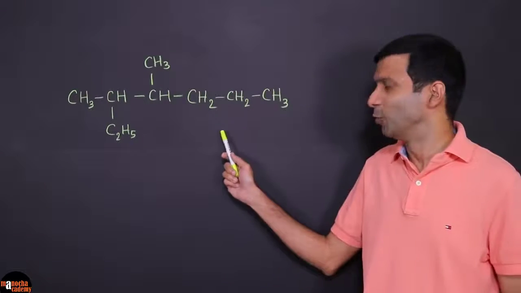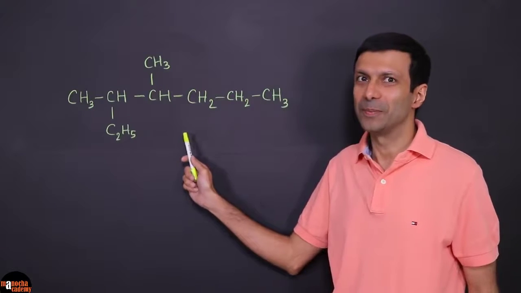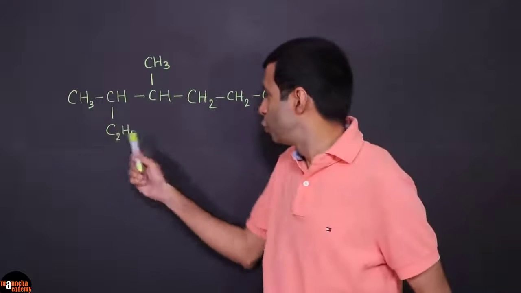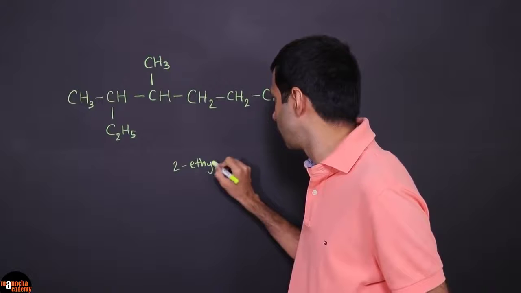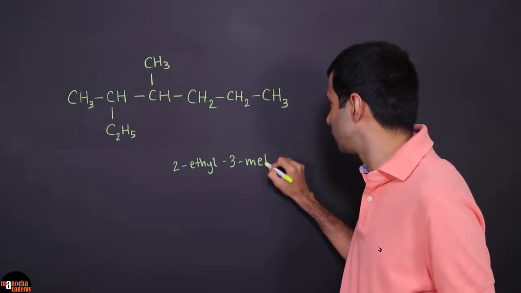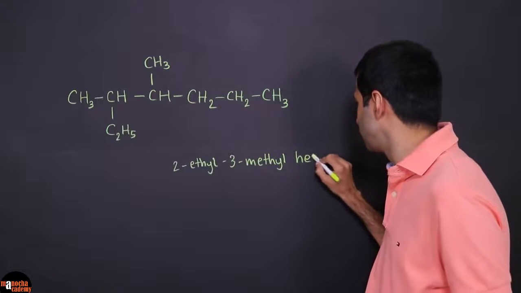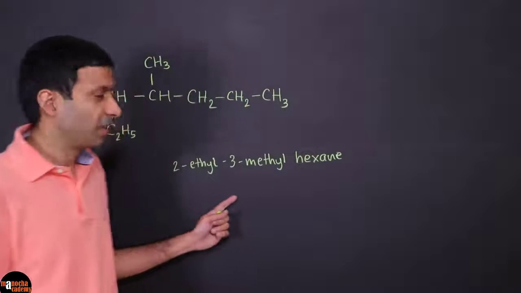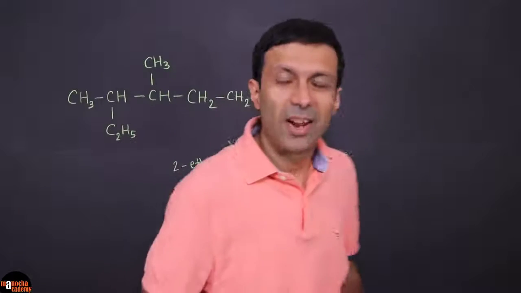Here's another example for you. Why don't you pause the video and try writing the IUPAC name yourself for this one. So what is the answer you got? Is it 2-ethyl and 3-methyl, 1, 2, 3, 4, 5, 6 hexane? So is this your answer? Actually, this answer is wrong. So what is the right answer here?